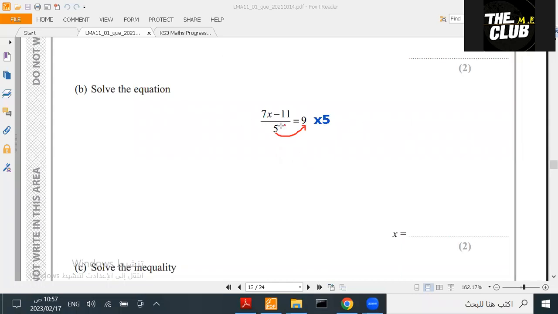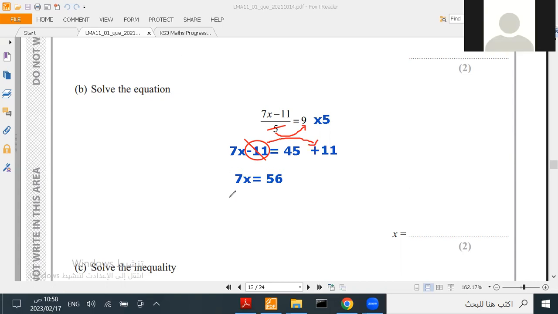I moved the 5 to the other side, leaving 7x. Let's write it again: 7x minus 11 equals 9 times 5, which is 45. Now I continue. This time we take the negative 11 to the other side like this, and it becomes positive 11, or plus 11, because it was negative. Let's write the equation again: 7x equals 45 plus 11, which is 56. Now 7 is multiplied by x, so we move it as division. I'll divide by 7.